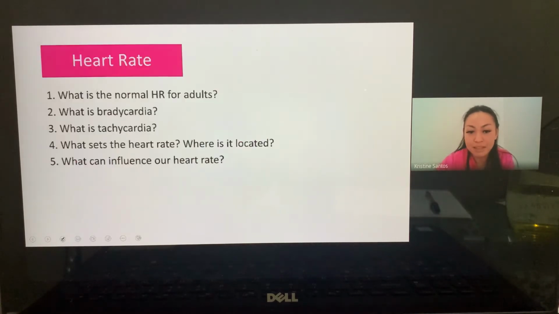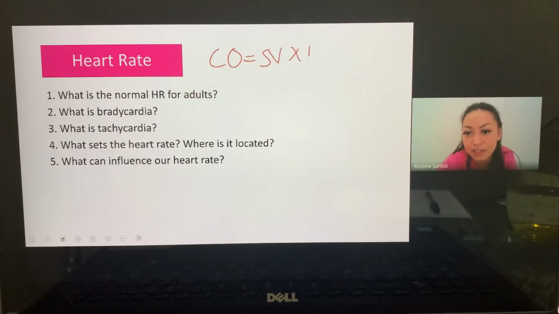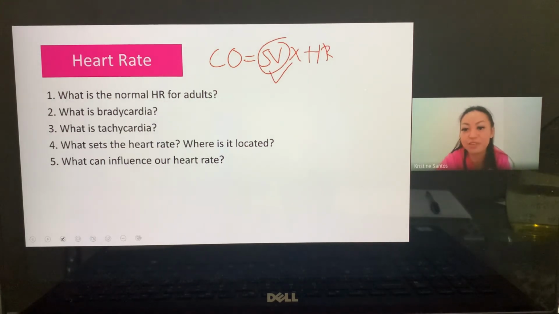Okay? The last one is heart rate. So remember, again, cardiac output is stroke volume times heart rate. And we've kind of butchered stroke volume. We've covered literally all the factors that can affect your stroke volume, including preload, contractility, and afterload. Now let's briefly discuss heart rate. This is very intuitive, guys.